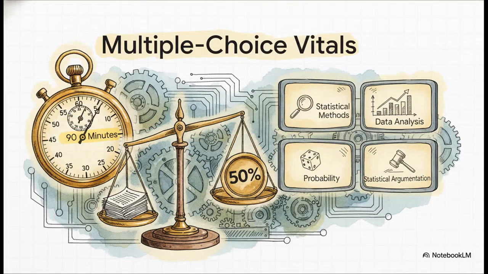So think about that pace for a second. 90 minutes for 40 questions. That's a little over 2 minutes for each one. And in that tiny window, you're not just calculating. You've got to pick the right method, analyze data, use probability, and, this part's crucial, build a solid statistical argument. The process of elimination is going to be your best friend here. It's a real rapid-fire test of your entire skill set.